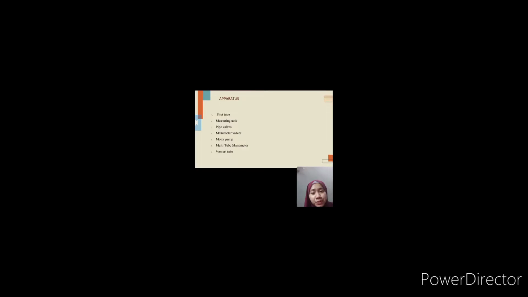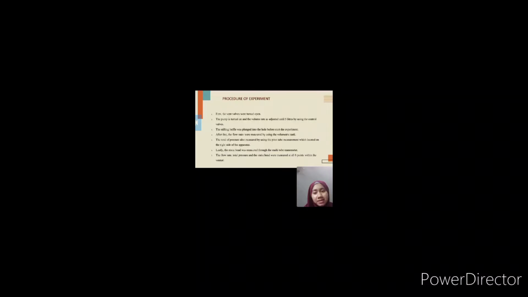The apparatus we use in this experiment are the pitot tube, measuring tank, pipe valve, manometer valve, motor pump, multi-tube manometer, and Venturi tube. The procedure of this experiment is first, the vent valve is turned open, the pump is turned on, and the flow rate is adjusted until 5 liters by using the control valve. The next step is that the steady valve was plugged into the hole before starting the experiment.